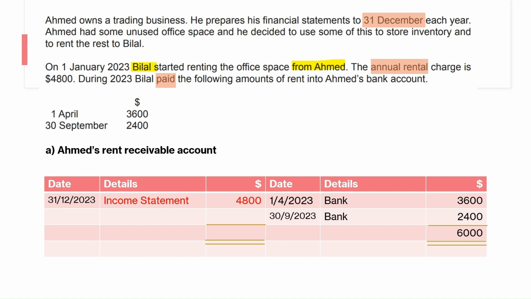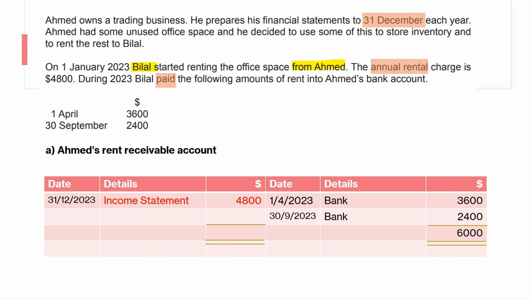Prepaid income is, remember, an other payable, because Bilal, who is a receivable, has paid more than what he is supposed to. He has prepaid, which means we are liable. We, as in Ahmed, are liable to Bilal. So it is a current liability. That means we will have a credit balance brought down.